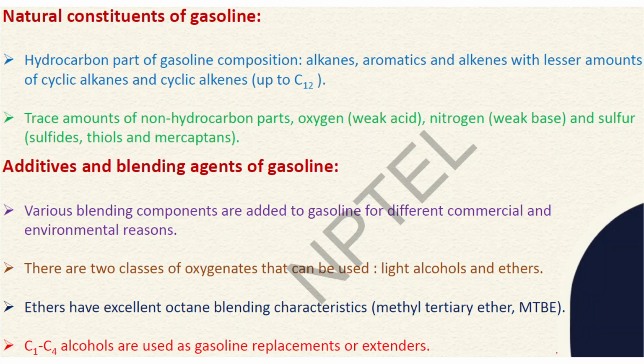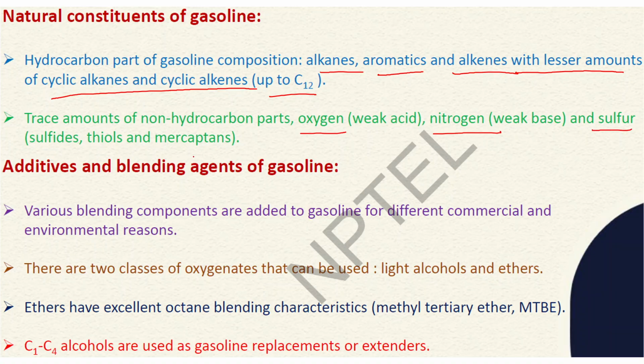Coming on to the natural composition of gasoline. It consists of hydrocarbon parts: alkanes, aromatics, and alkenes, with a lesser amount of cyclic alkanes and cyclic alkenes, up to C12. Trace amounts of non-hydrocarbon parts are also present. Sometimes oxygen, some amount of nitrogen and sulfur may be present in the gasoline. Along with that, different additives and blending agents are used in the gasoline to improve its quality. Various blending components are added for different commercial and environmental reasons.